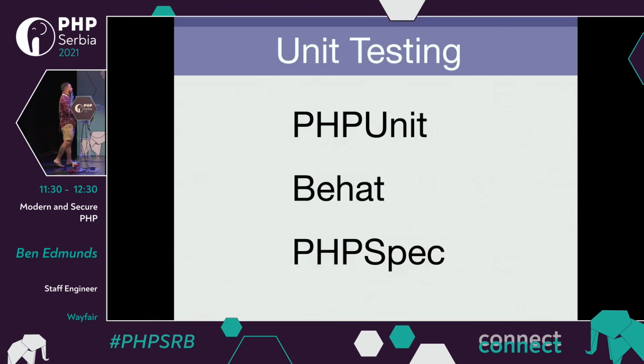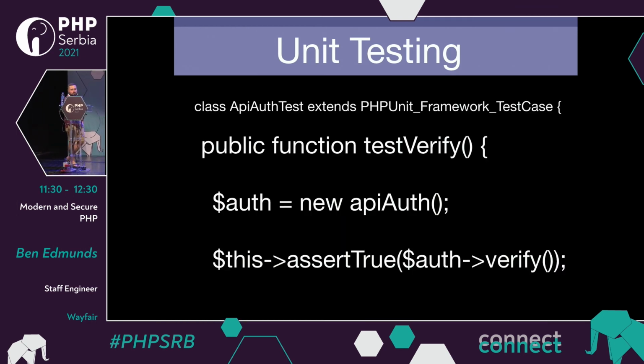So first off, we have unit testing. The popular tools for that are PHPUnit, Behat, and PHPSpec. Probably PHPUnit is used more than anything else. And this is what a simple test in PHPUnit looks like. We're going to include the framework, and then we're going to assert that something is true. In this case, we're defining a new API, and then we're verifying that we can auth through that API. It's a silly example, but really you're just programmatically determining that your code works the way you expect it to work.